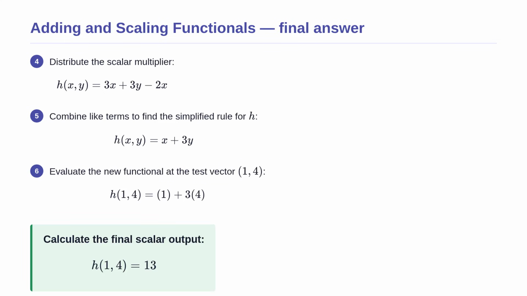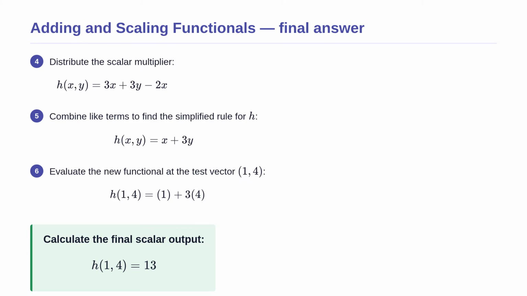Continuing our derivation, we distribute the scalar multiplier of 3 across the x and y terms. This gives us 3x plus 3y minus 2x. By combining the positive 3x and the negative 2x, we arrive at the simplified rule for our new functional, x plus 3y. We have successfully built a complex measuring tool out of two simpler ones.